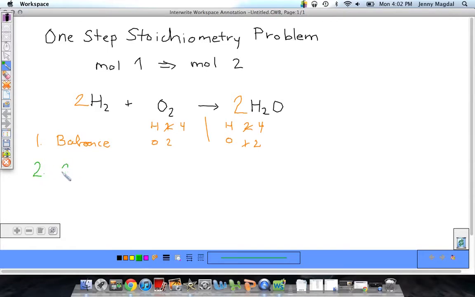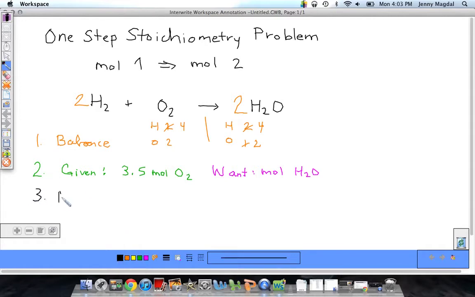So number 2, I'm going to say that my given is that I'm starting out with 3.5 moles of oxygen. And I want to know how many moles of water that will give me. Now that I've figured out my balanced reaction and my givens and my wants, I can look and figure out if I need to determine any molar masses.